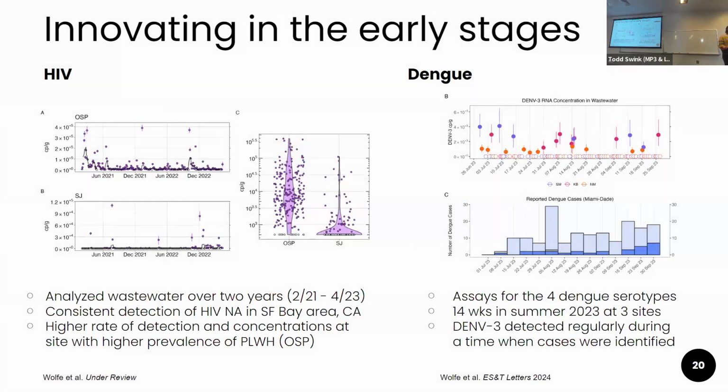There are other things that we're innovating in the early stage. We're like, let's see if we proof of concept, might this work? And then what should we do with that data? How could it really be useful for public health?